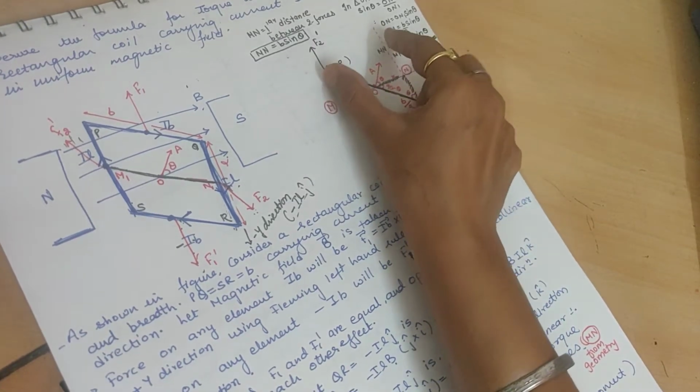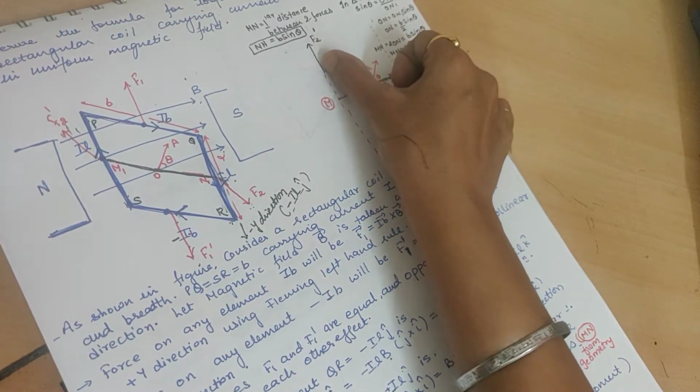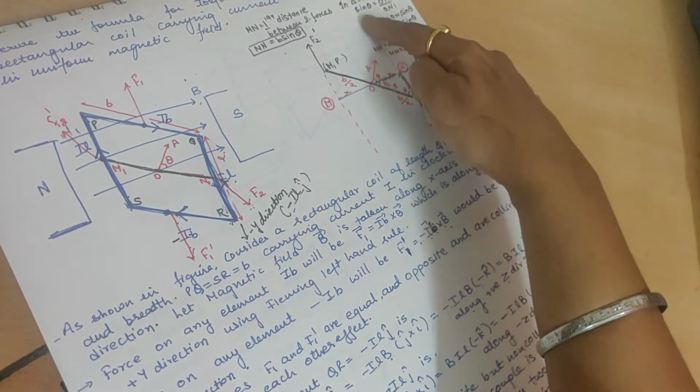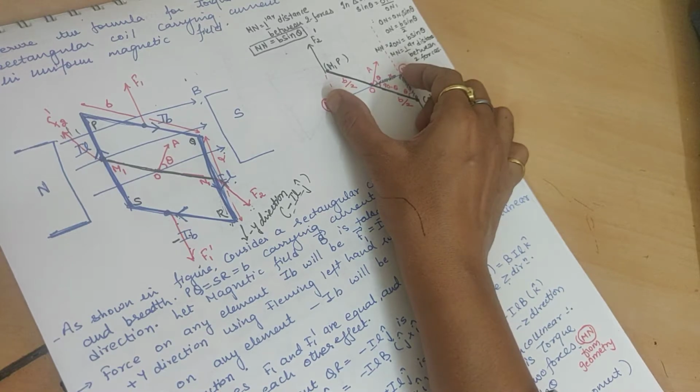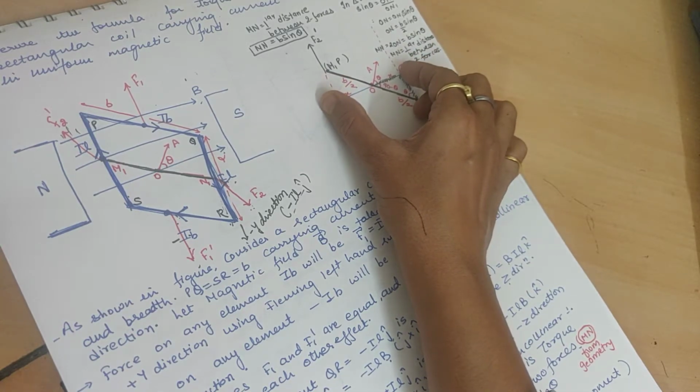And what is the perpendicular distance between two forces? See these two forces. The line of action of this force is this, and the line of action of this force is this. So this will behave as a perpendicular distance between the two forces. And you know that we need to find out the perpendicular distance between two forces.